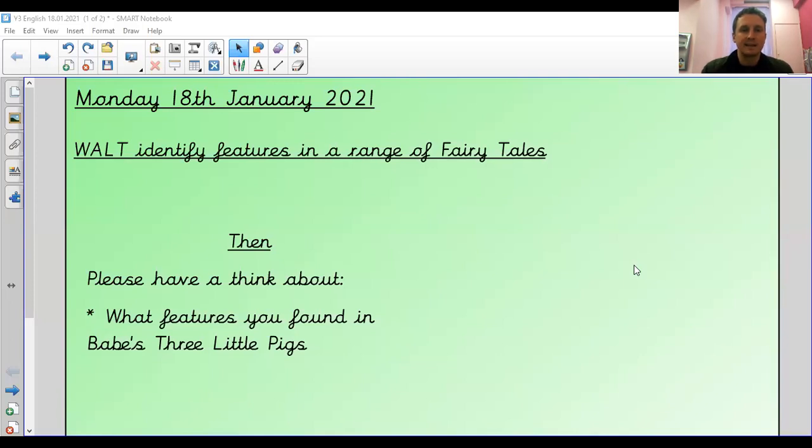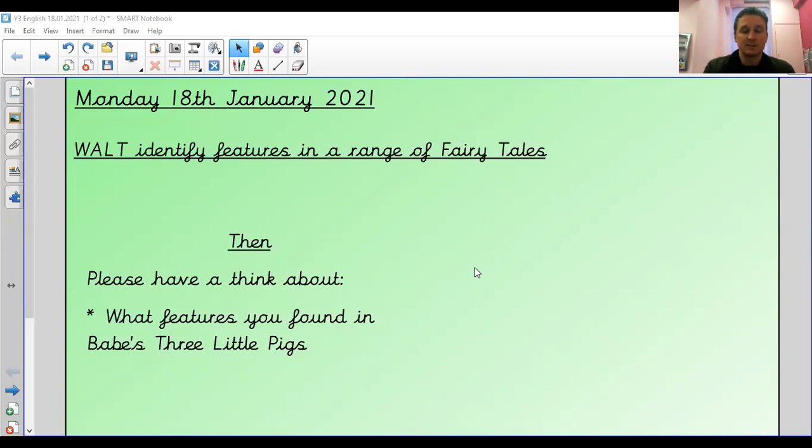Okay, so Monday the 18th of January 2021, our WALT today: we are learning to identify features in a range of fairy tales. So think back to Friday and think about those features that we identified. You might even want to skip back in your book. You created a color-coded key, and you identified features from that fairy tale. Today we're going to do that, but we're going to be looking at a number of fairy tales.